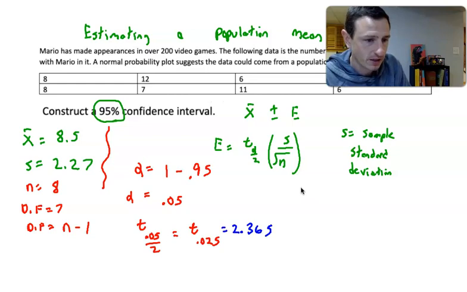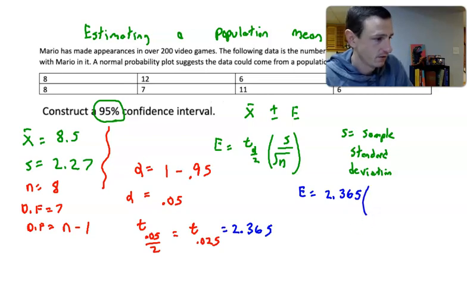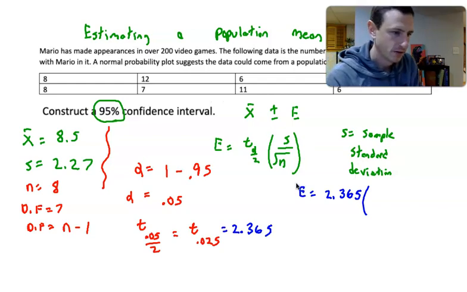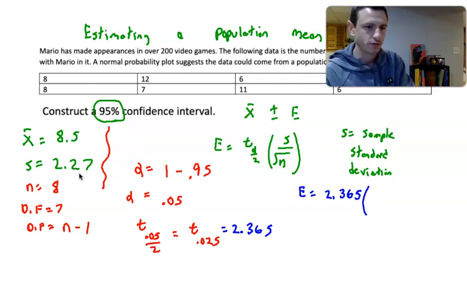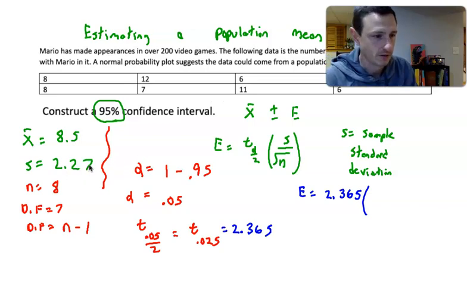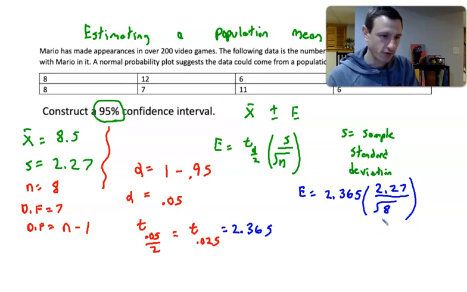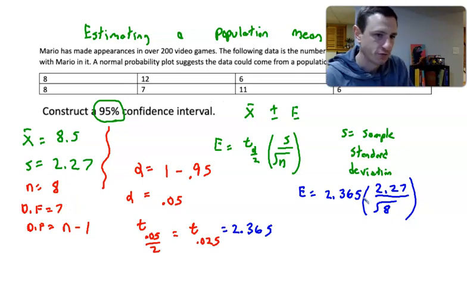So now we just have to get our margin of error. Margin of error is going to be that critical value, 2.365, times the sample standard deviation, which was found from my calculator, 2.27, divided by the square root of the sample size, which is 8. Don't confuse the square root of the sample size with degrees of freedom. Make sure you are putting in the sample size for that part of the formula, square root of n.